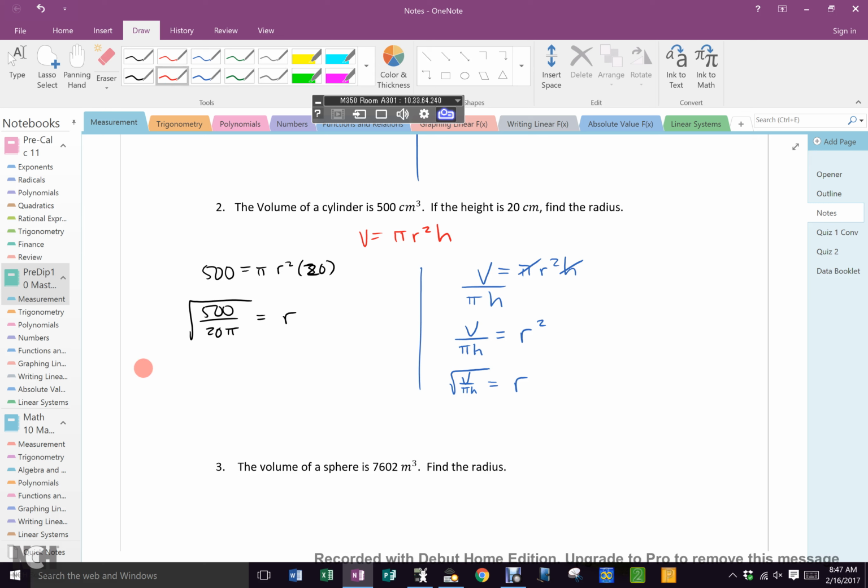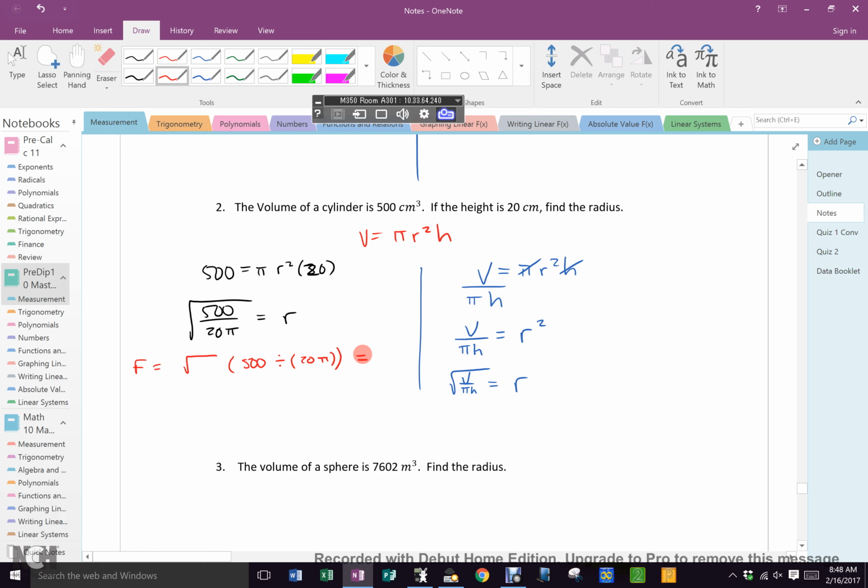So if you have a forward calculator, you punch stuff in the way you see it. You would need to hit your square root button, bracket, 500 divided by bracket 20 pi. You might need a times there, I don't know. Bracket, and then equals.